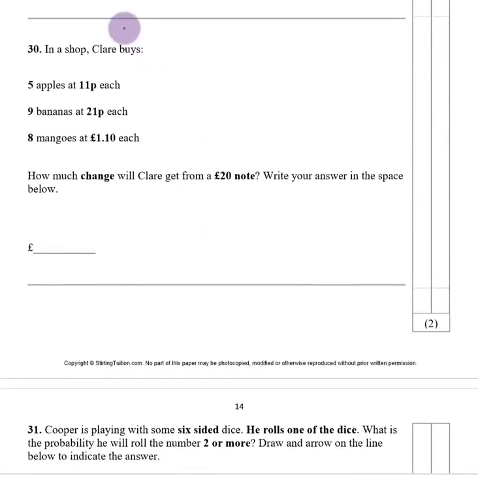Number 30. In a shop, Claire buys 5 apples, 11p, 9 bananas, 21p, 8 mangoes, £1.10. How much change will she get from a £20 note in the shop? So we need to work out how much all of these cost. So 5 times 11 is 55p. 9 times 21, so just do 9 times 21 quickly, it takes seconds. 1 times 9, 9, 2 times 9 is 18, will be £1.89, and then 8 times £1.10 will be £8.80.